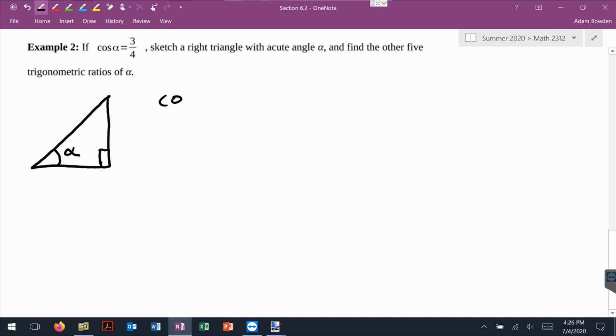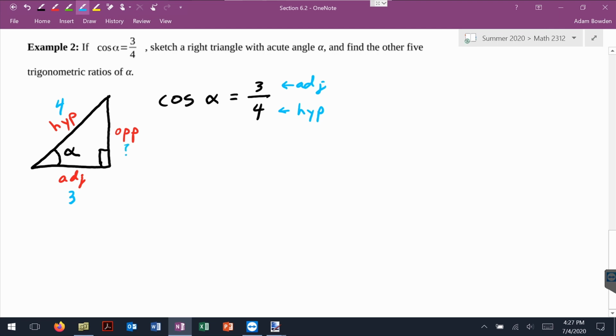But all I know is that the cosine of alpha is equal to 3 over 4. So what does that tell me about the sides in this right triangle? Well, in this case, 3 would be the adjacent, and 4 would be the hypotenuse, since cosine is adjacent over hypotenuse. And so I'll label the sides here with those numbers. Again, the adjacent would be down here, the opposite would be over here, and this side would be the hypotenuse. So the adjacent is 3, and the hypotenuse is 4.